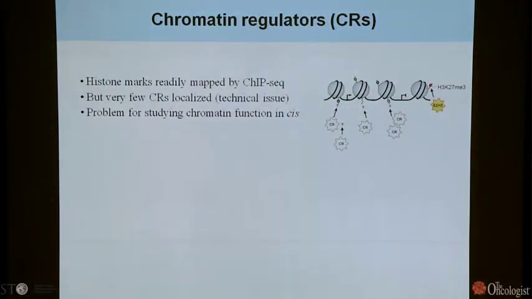Okay, for the last short section of my talk, I want to come back to the chromatin regulators that I think we've heard a lot about in several of the other talks. The histone modifications have been extensively explored by these mapping technologies. We have used them extensively to annotate the genome and understand where they sit. But very few of the chromatin regulators, these enzymes that put on the marks, remove the marks, or bind the marks, have been localized, and this is due to technical issues.